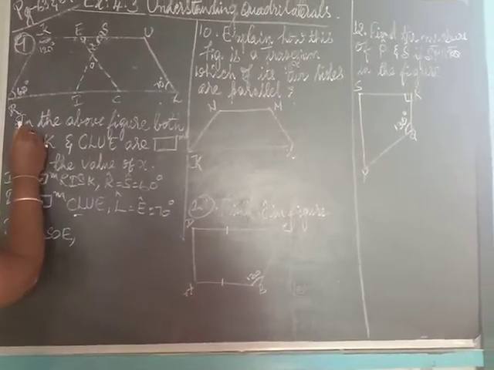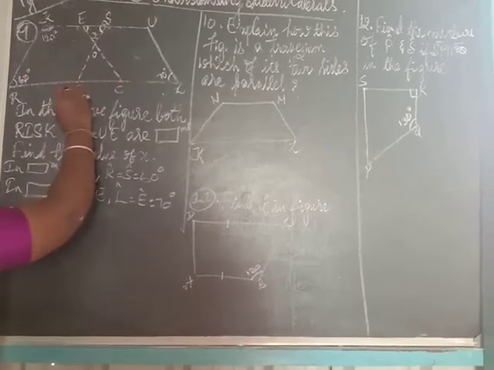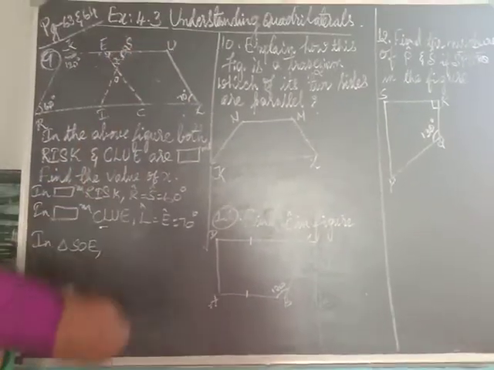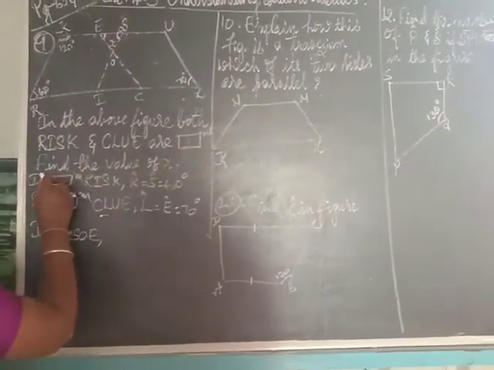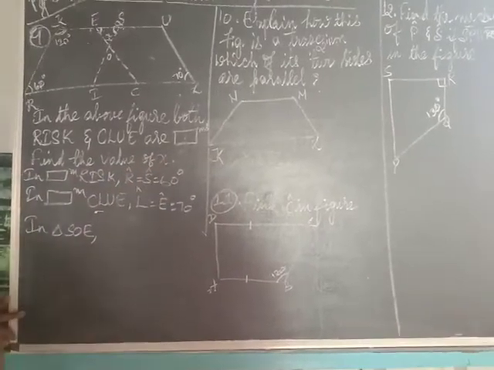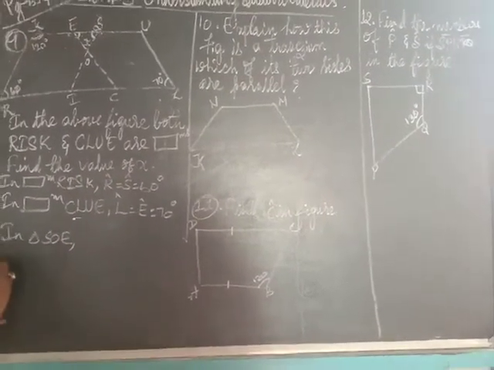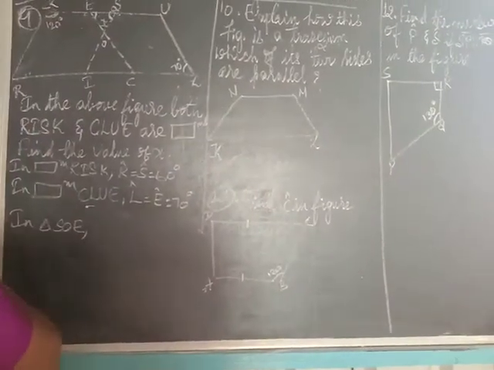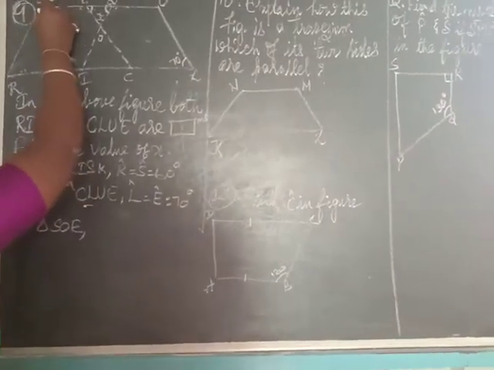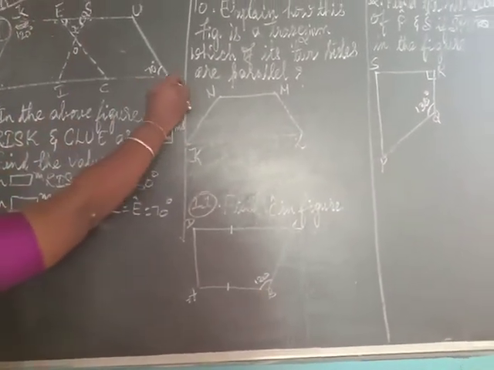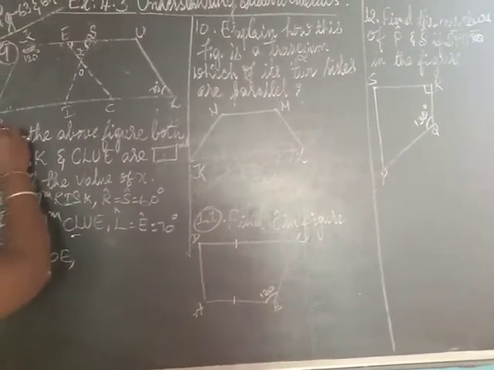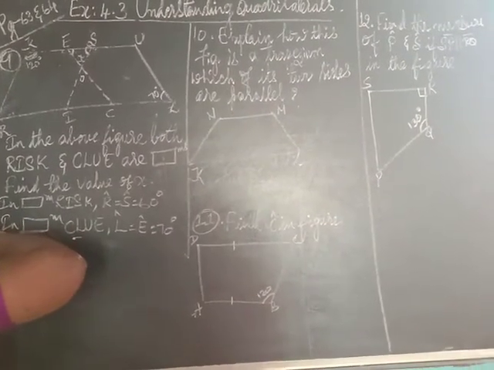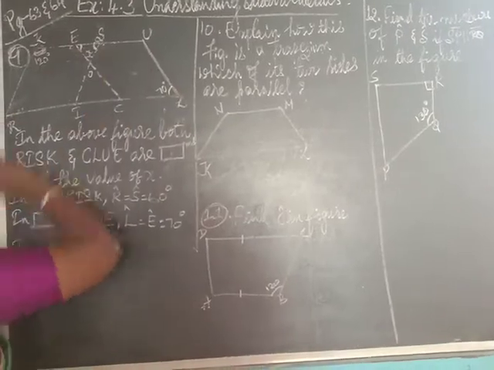See in this figure, both RISK and CLUE are two parallelograms. Find the value of x. For this we need the properties of parallelograms. We know that opposite angles are equal, is it not? Here they have given angle K is equal to 120 degree, angle L is equal to 70 degree. So RISK is a parallelogram and CLUE is another parallelogram.